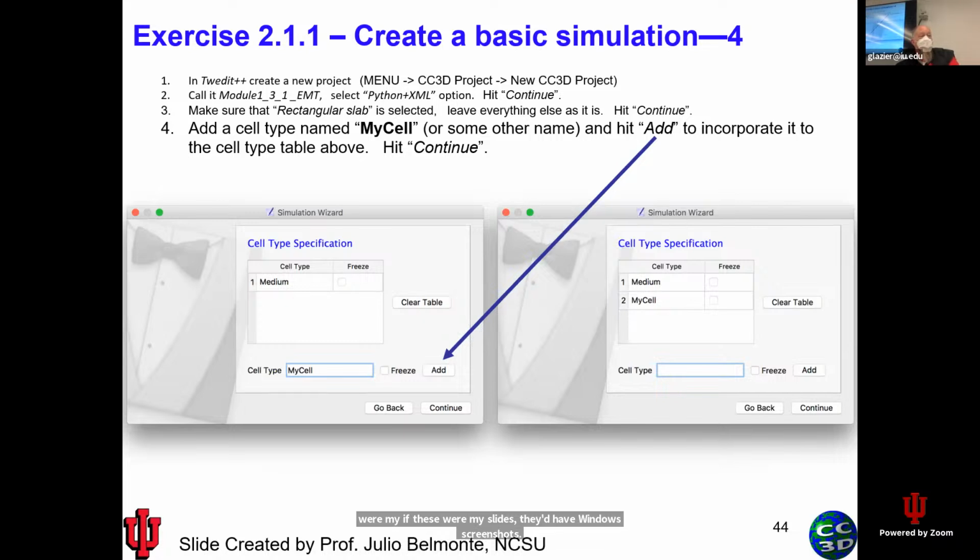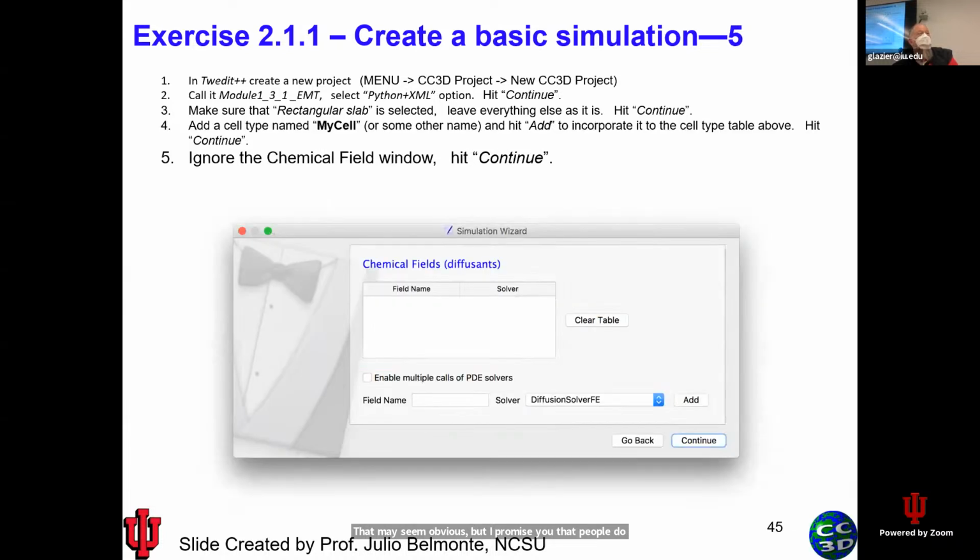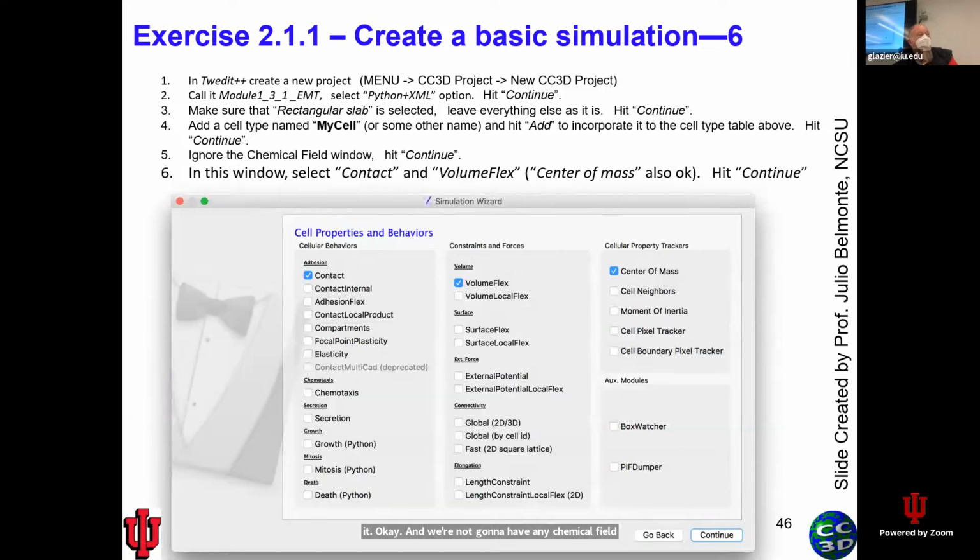And then we're just going to create a single kind of cell in the next window, cell type specification. We call it cell 1 or my cell. And you have to remember to hit the add button to create the cell type. And again, don't put spaces or special characters in cell names, and don't start them with a number. That may seem obvious, but I promise you that people do it. Okay. And we're not going to have any chemical fields, so you hit continue in that window.